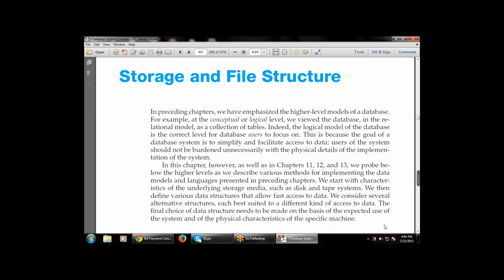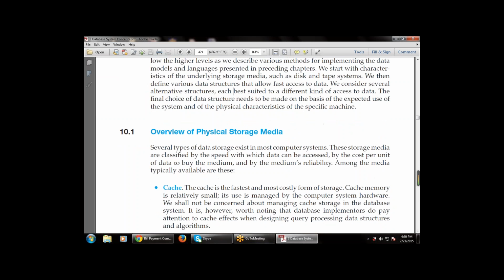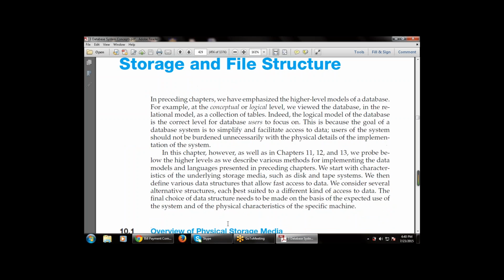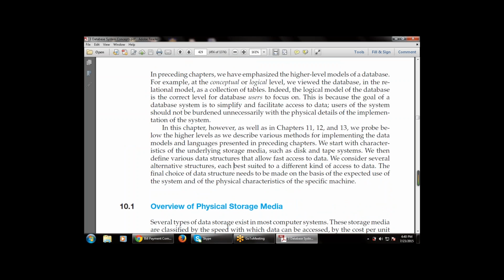In chapters 10, 11, 12 and 13, we probe below the high levels as we describe various methods for implementing the data models. Chapter 10 is starting now, and chapters 11, 12 and 13 are related to the methods of implementing the data.